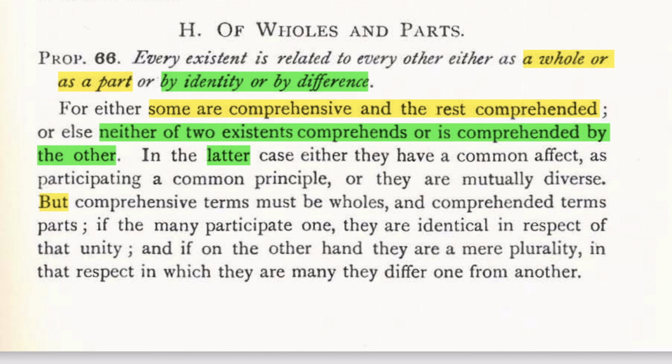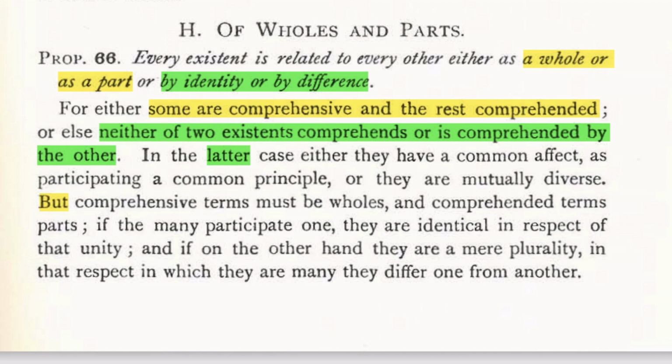Now in the latter case, in the case of not being comprehended or comprehending, then either they have a common affection, which would be that sameness, as participating a common principle, or they are mutually diverse. That's the difference. But from here, he's going back to the idea of whole and part. But comprehensive terms must be wholes, and comprehended terms are parts.